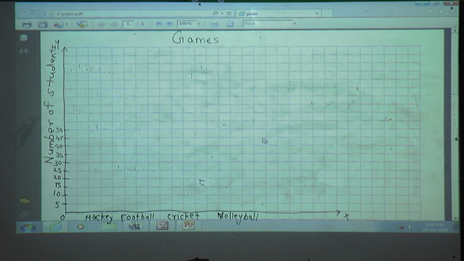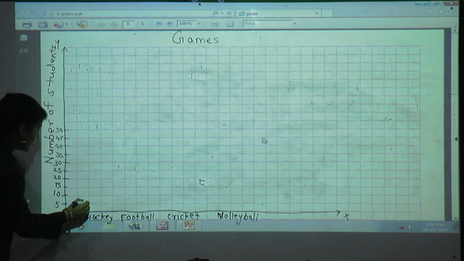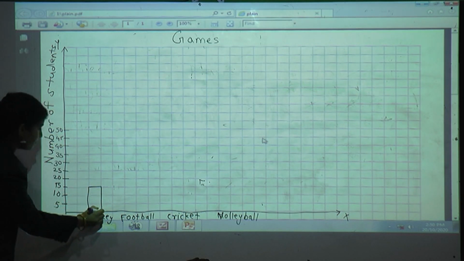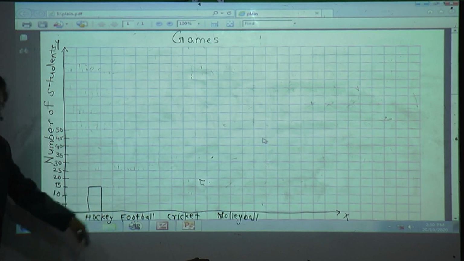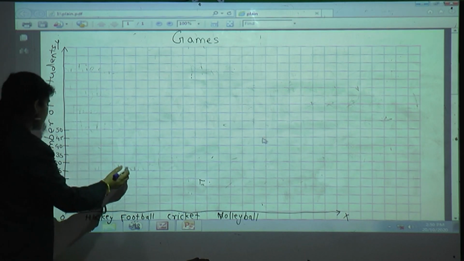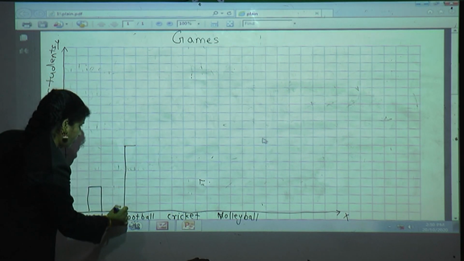Now hockey. See, 15 children played hockey. So where it is 15 here, and here is the hockey column. So just write hockey here. And for football, how many children played football? 40. So just see where the 40 is here and draw the graph.